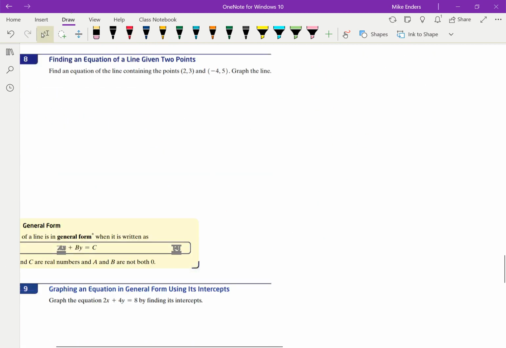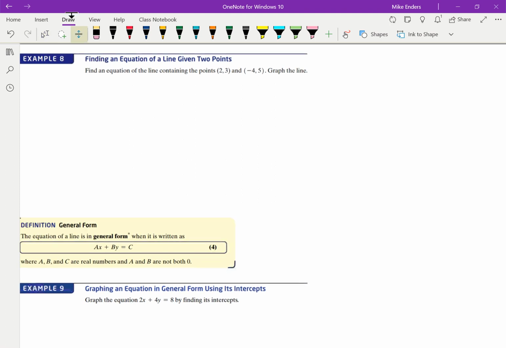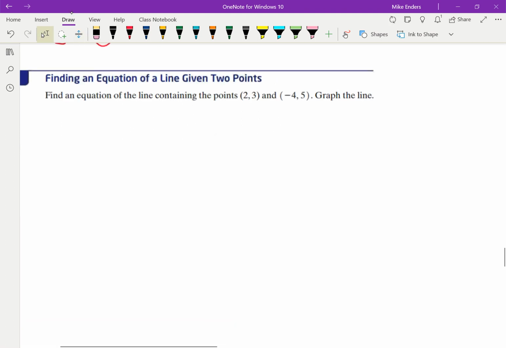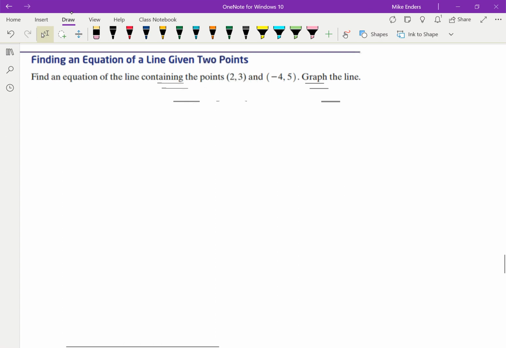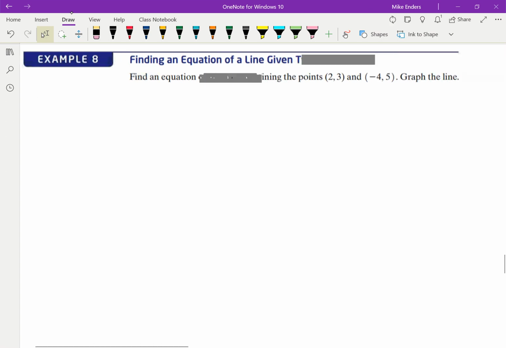If we take a look at this a little bit further, another thing we can do, let's move this around. Example number 8, let's find an equation of a line if we're given 2 points. So we found the equation of a line if we're given the slope and an intercept. Now we want to see if we can find the equation of a line just given any 2 points.